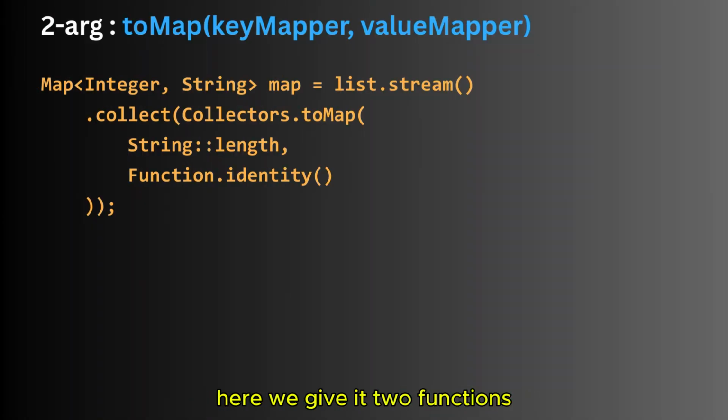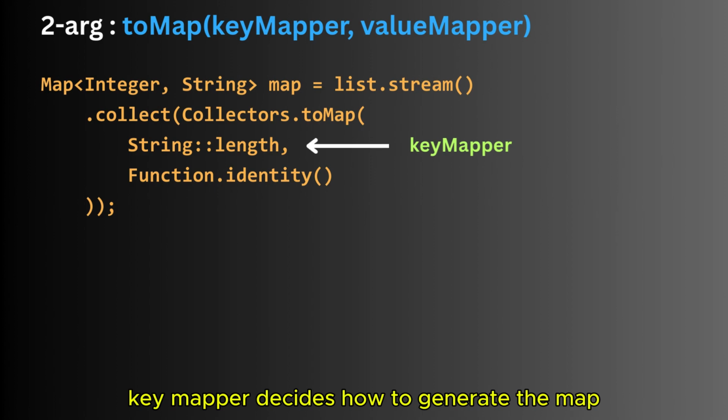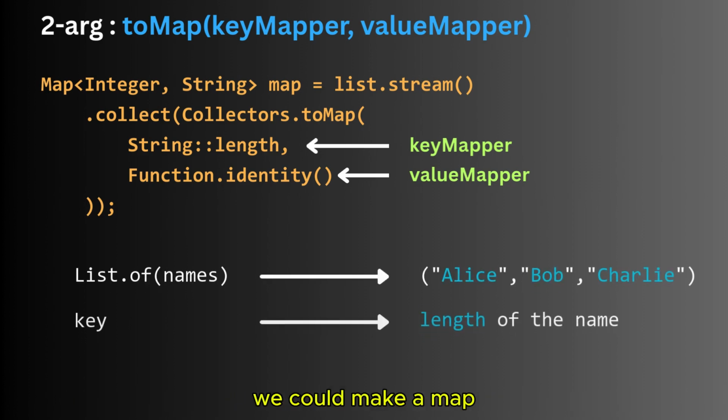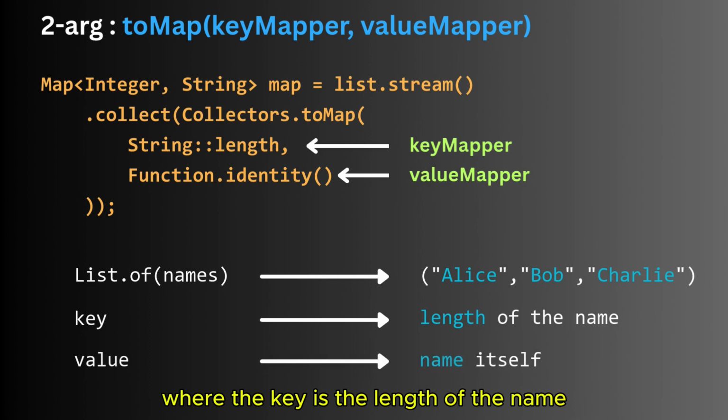Here we give it two functions. keyMapper decides how to generate the map key. valueMapper decides how to generate the map value. So if we had a list of names, we could make a map where the key is the length of the name and the value is the name itself.